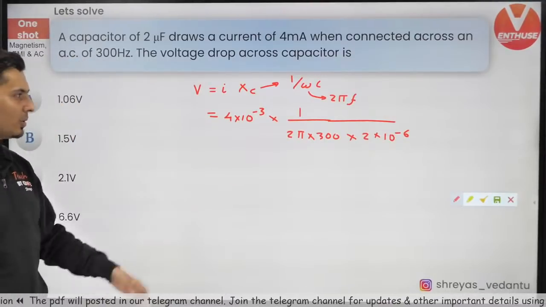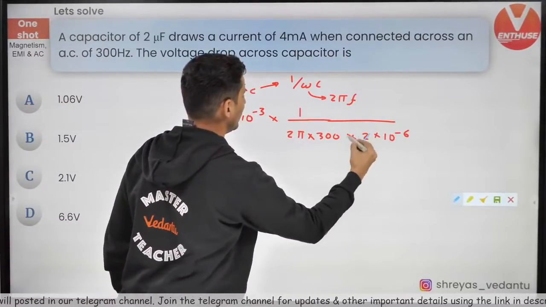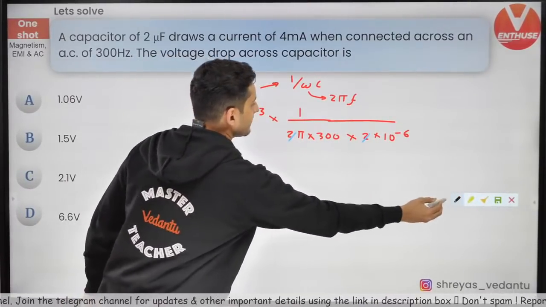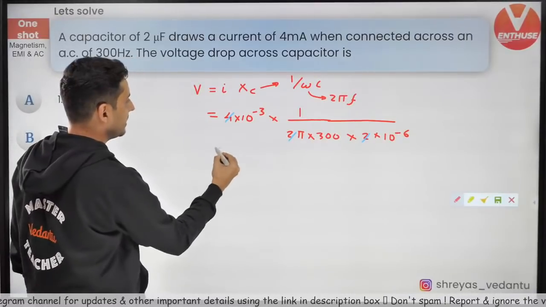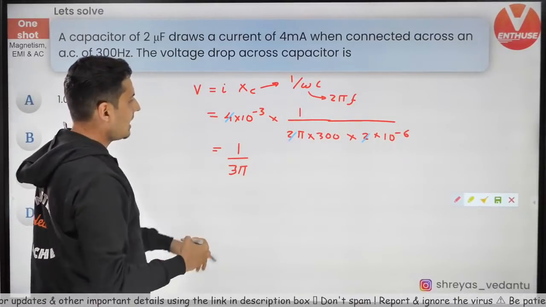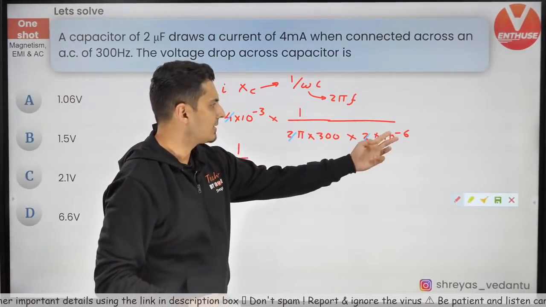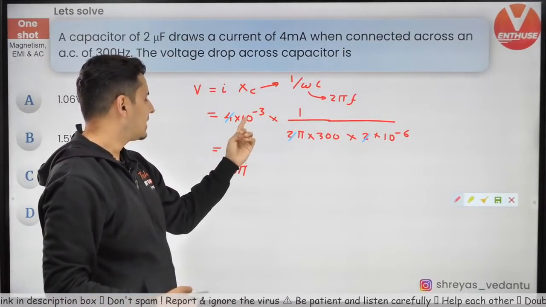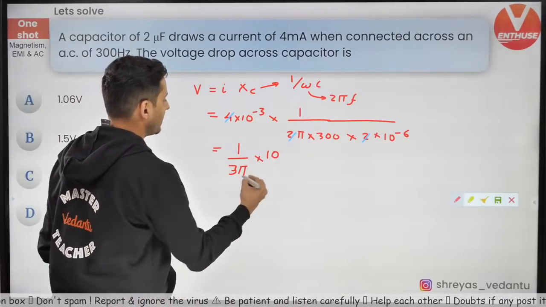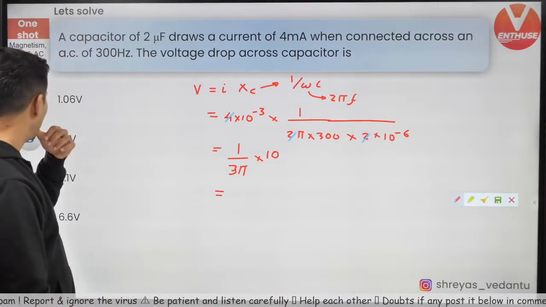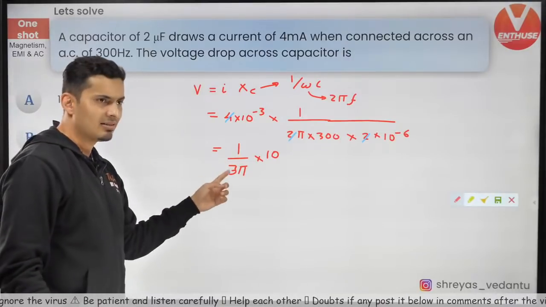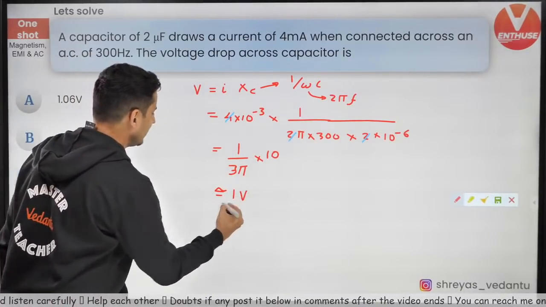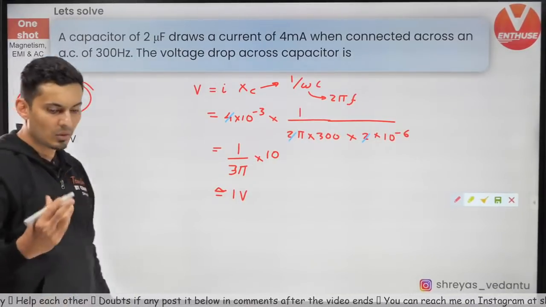Rest of the calculations you will be able to do, I'm pretty sure. I can just show you what you can do. The 2 and this 4 will get cancelled, and you'll be left with 3 pi, so 1 by 3 pi will be over here. And 10 to the power minus 6 becomes 10 to the power minus 4 and goes on top as 10 to the power 4, with 10 to the power minus 3, that will become 10. So 1 by 3 pi. Pi is 3, 3 into 3 is 9, so approximately 1 volt. So it will be 1.06 volts for sure.